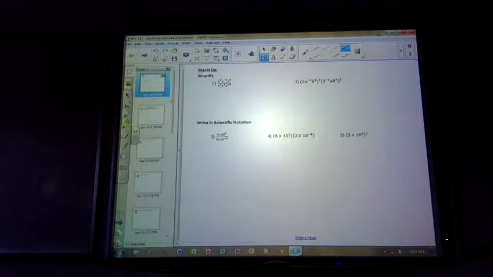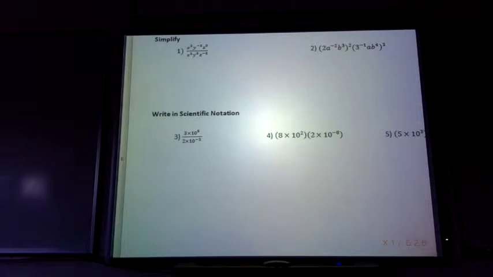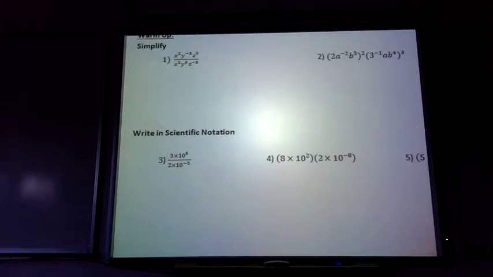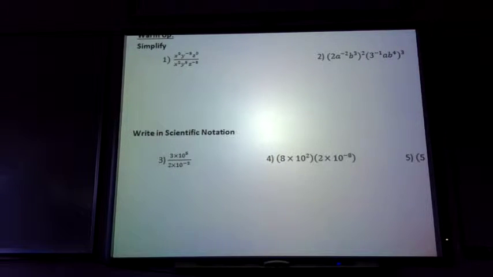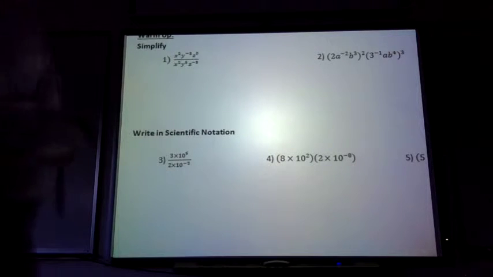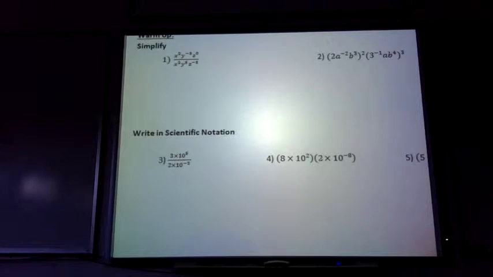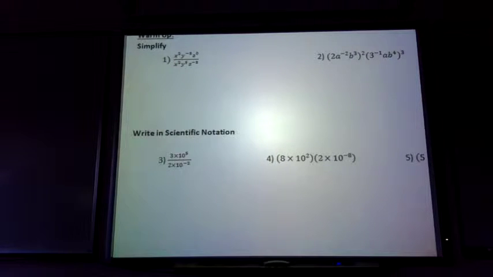So here we go. Let's start out with a little warm-up activity. Let's zoom in on that number one so we can see a little better. Problem number one. We have x to the second, y to the negative third, z to the zero, x to the second, y to the fifth, z to the... Z to the negative eight, maybe? Looks like three. Okay, we'll go with three. Remind me when we get there.